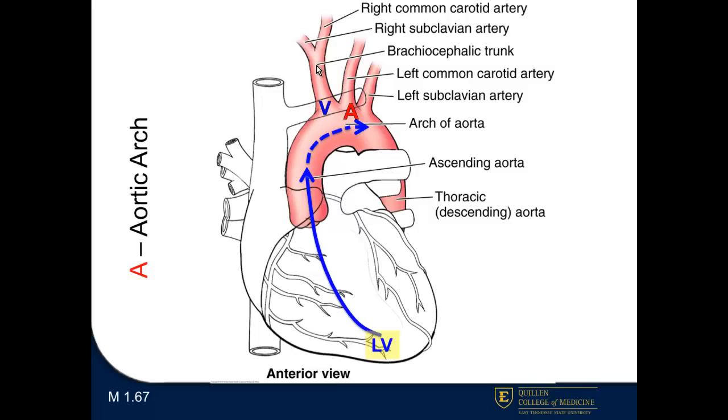Then we move into the descending thoracic aorta, and it has a variety of branches, some that we've already spoken of. The posterior intercostal arteries, which are going to supply the intercostal spaces and body wall, will be coming off of the descending thoracic aorta. We also have a couple visceral branches. We have the bronchial and esophageal branches.